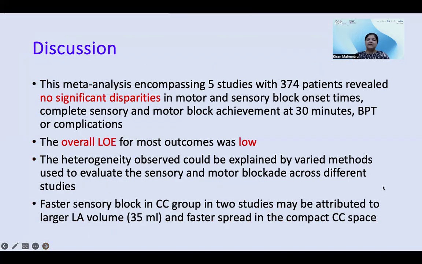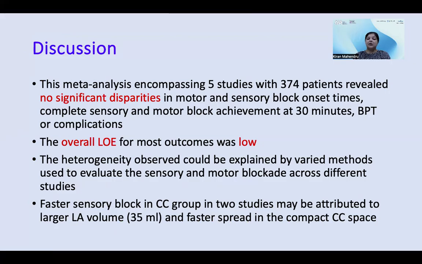This meta-analysis, which encompassed 5 studies with 374 patients, revealed no significant disparities in motor and sensory block onset times, complete sensory and motor block achievement at 30 minutes, the block performance time, and complications. The overall level of evidence for the outcomes was low. Heterogeneity was observed, and this could be explained by varied methods which were used to evaluate the outcomes.